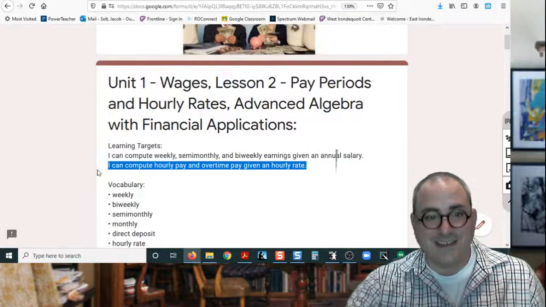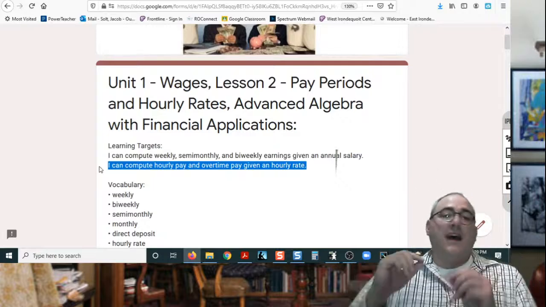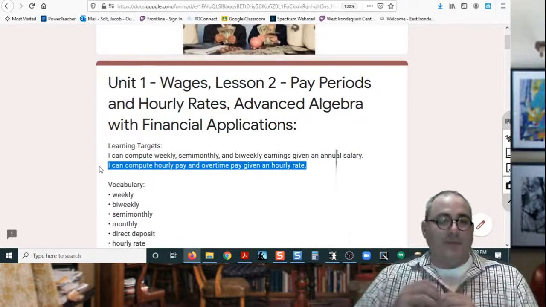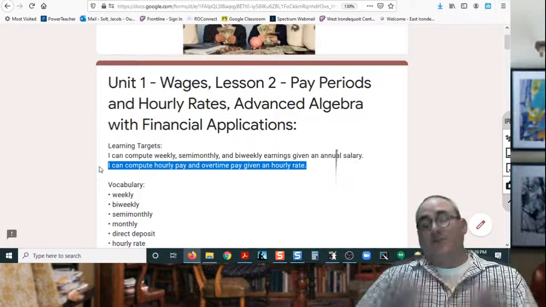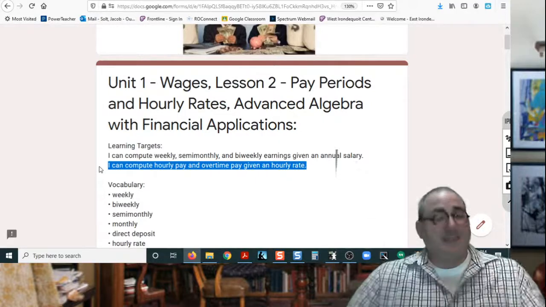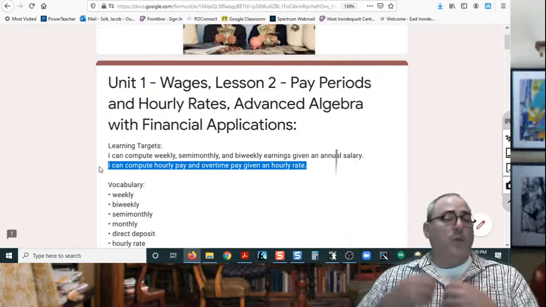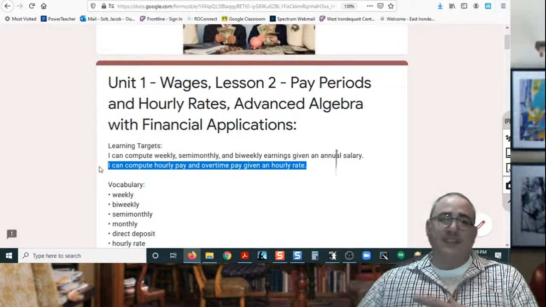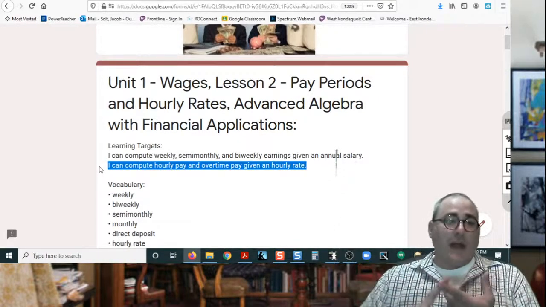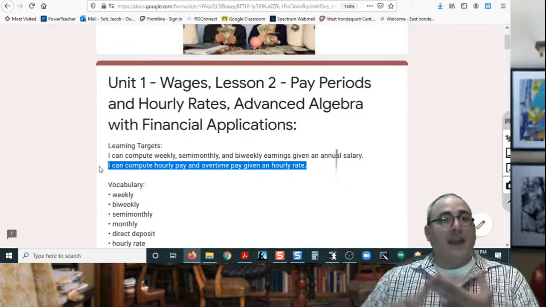The second learning target here is I can compute hourly pay and overtime pay given an hourly rate. Which is to say, I tell you that someone makes a certain amount of money per hour, say $15 an hour. With just that information alone and how many hours they've worked, you can compute their regular hourly pay with their overtime pay, if any is applicable.